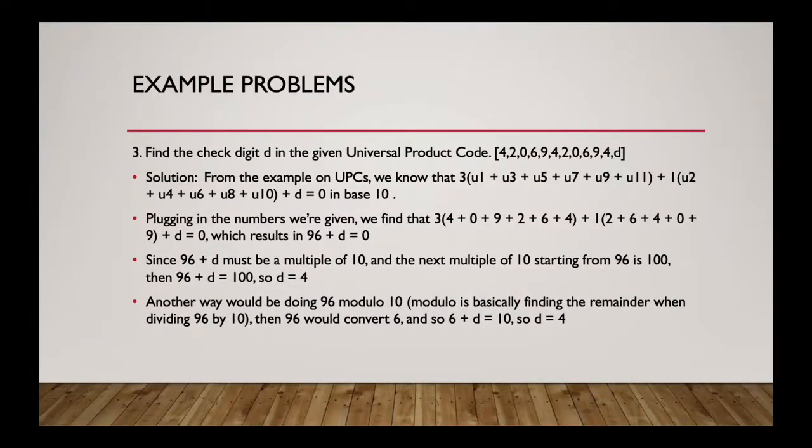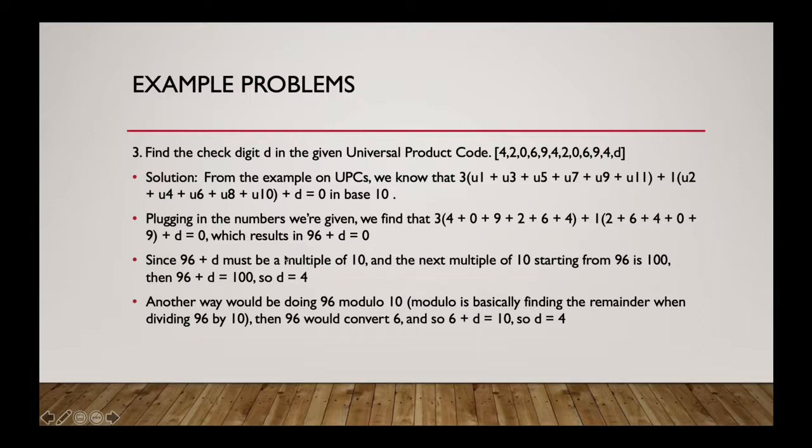Example 3. Find the check digit D in a given UPC, 42069 for D. From the example on UPCs, we know that to use this equation, which is just 3 times all the odd components and 1 times all the even, except for the last one, which is D. And plugging in the numbers, we find that this results to 96 plus D equals 0.